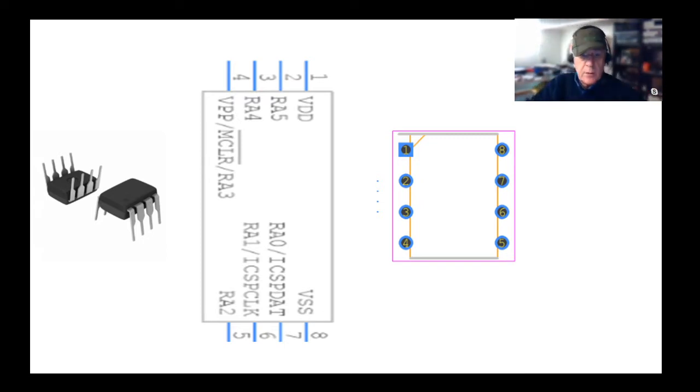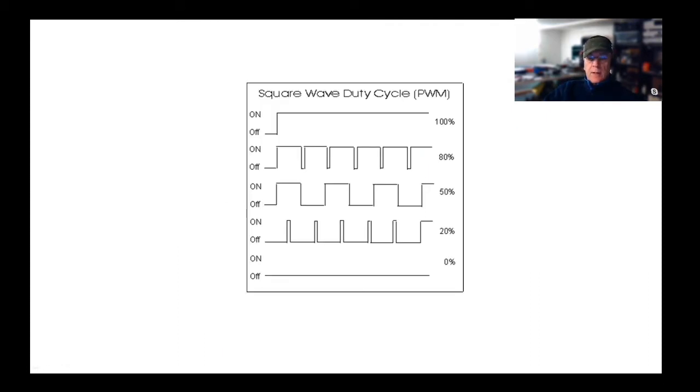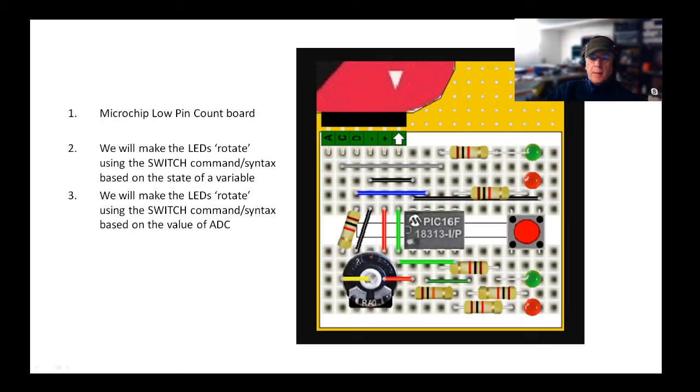And we're using a PIC chip, which I'll show you in a moment, with 8 legs. We're not generating sine waves after this session. We might come back to it, but I'm not going to do it today. So we built up a little thing that looks like this PCB here. I'm using exactly the same one. And we're going to make the LEDs rotate using a switch command initially, point number 2. And then we're going to make the LEDs rotate using the same switch command, but we're going to base it upon the value of the ADCs in terms of what they're doing. And this is the switch we're looking at today.